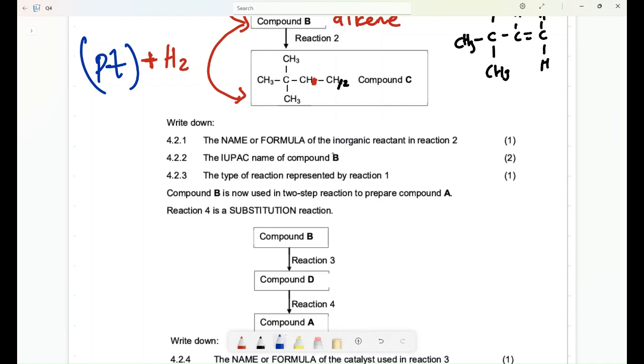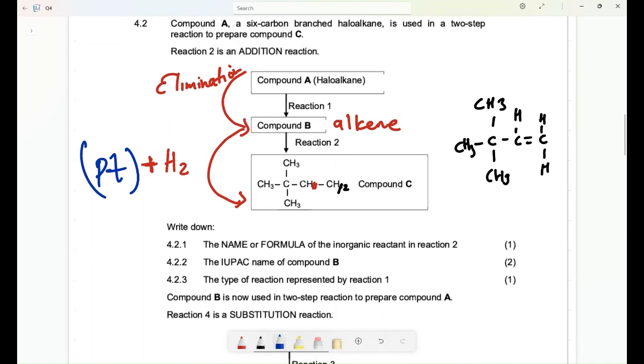Name or formula of the inorganic reactant. Inorganic reactant meaning it does not have carbon in it. Remember, organic compounds are those that have CH in them. So the inorganic reactant in reaction 2: remember they added H2. So H2 is our inorganic reactant. The IUPAC name of compound B, I've already drawn it. Here it is. So we start counting from the functional group: 1, 2, 3, 4. Even if I went here, it was going to be 4.